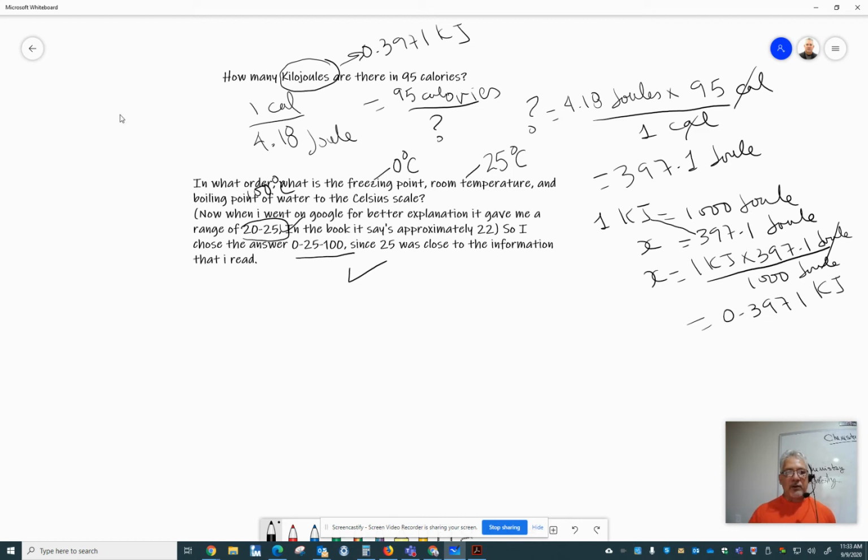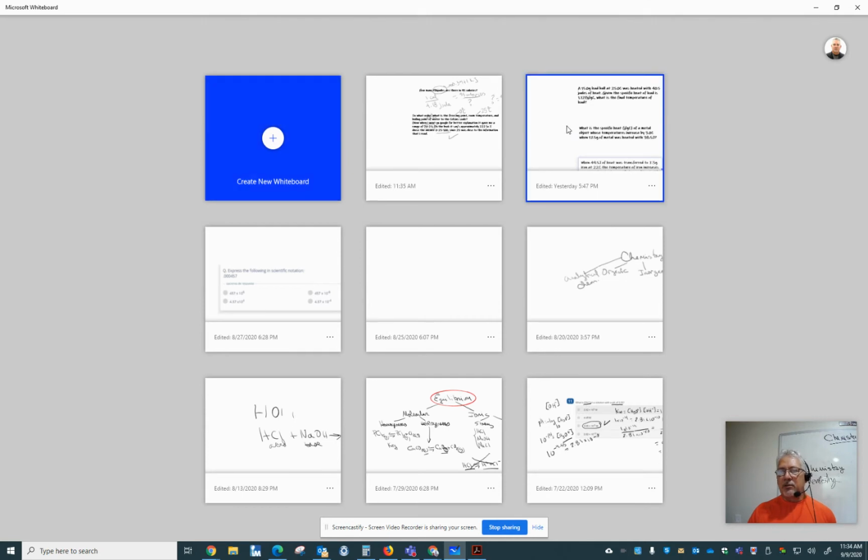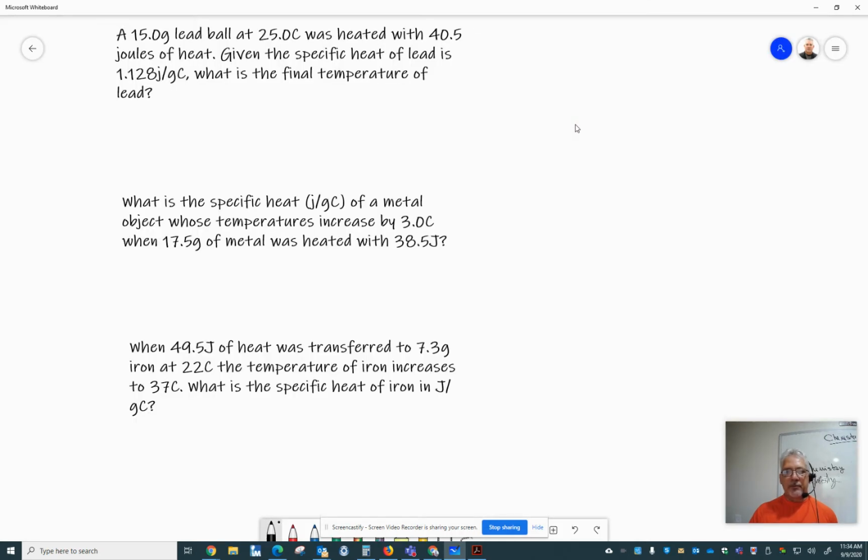Let's go over the other question that you asked me in the email you sent to me. I have it written somewhere here. Let me open this one. They say on the next question: a 15.0 gram lead ball at 25 Celsius was heated with 40.5 joules of heat, given the specific heat of lead 1.128 joule per gram Celsius. What is the final temperature of the lead? So the equation that you need to use will be this one. Q, which is the heat, will be equal to mass, heat capacity, and delta T.